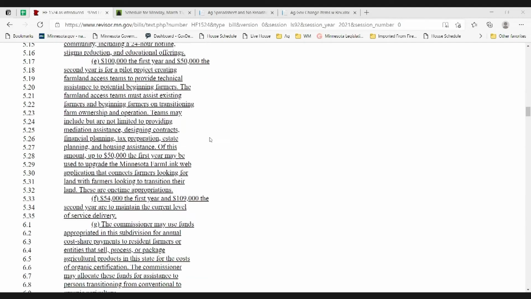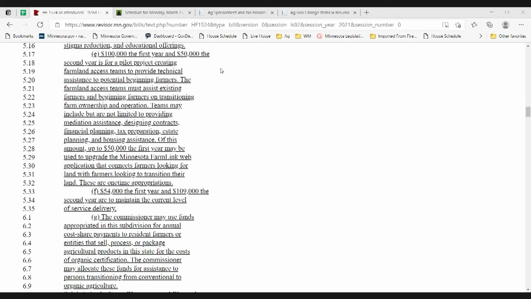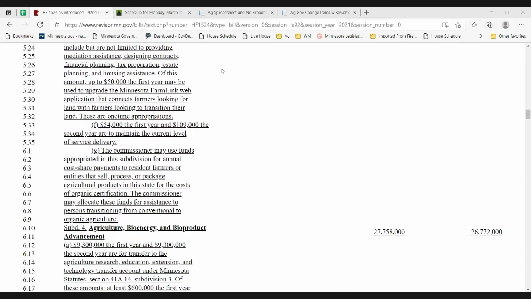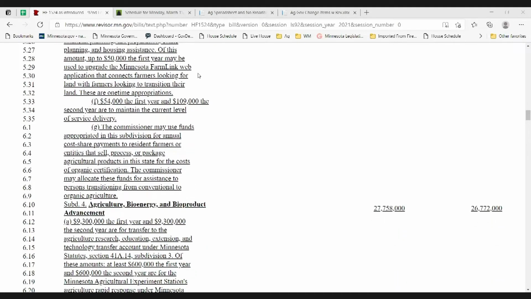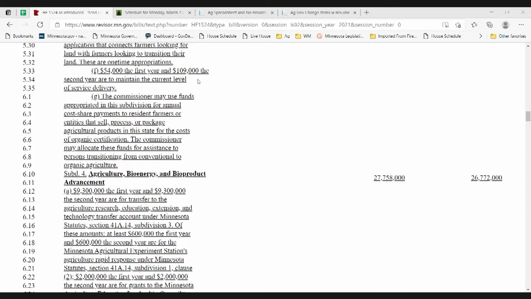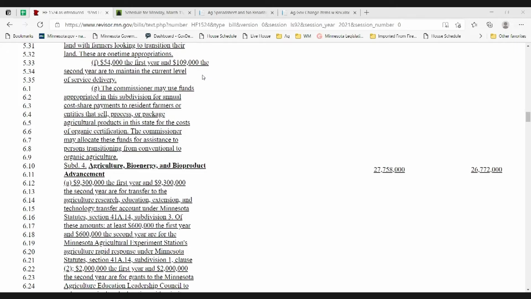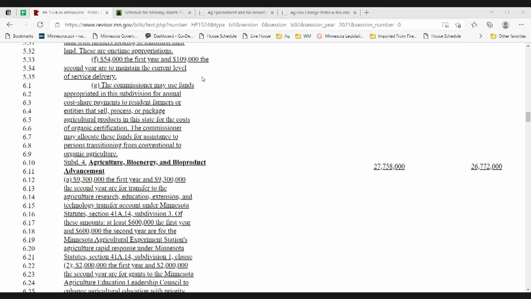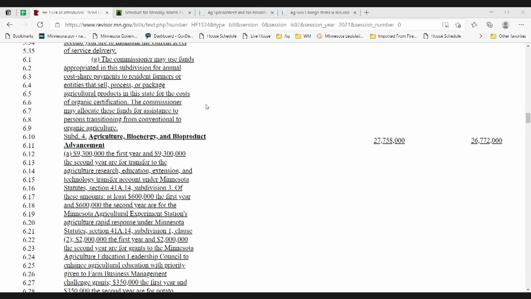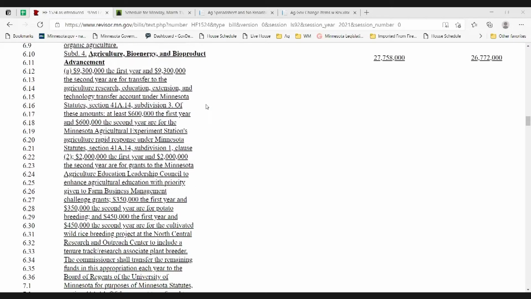5.17, this paragraph E is also new. This is the pilot project to create farmland access teams and to upgrade the Minnesota Farm Link web application to connect farmers with those seeking to own farmland. And then paragraph F, 54,000 the first year and 109 the second year. This is the operating adjustment for ag marketing and development.